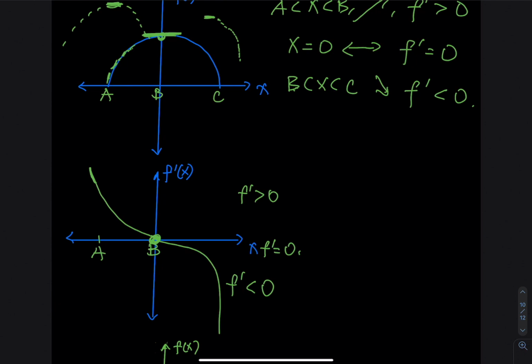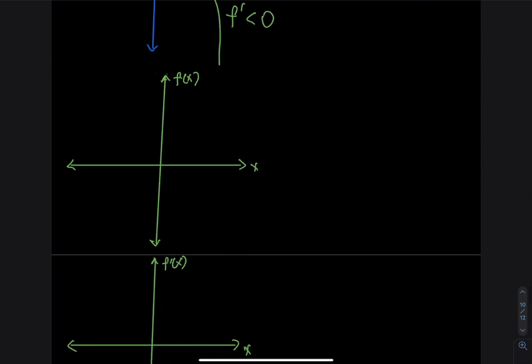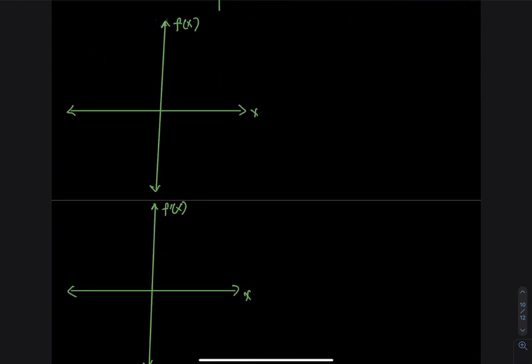Let's take a look at the next one. This one looks like a W. Oh, I haven't sketched the graph yet. Okay, I can do it right now. So the graph looks like this. It looks like a W, except we have a couple of sharp points. So that is the graph of the function.